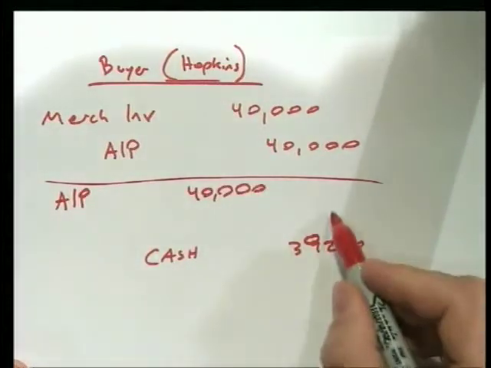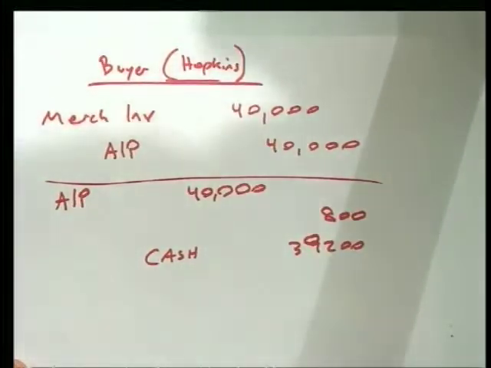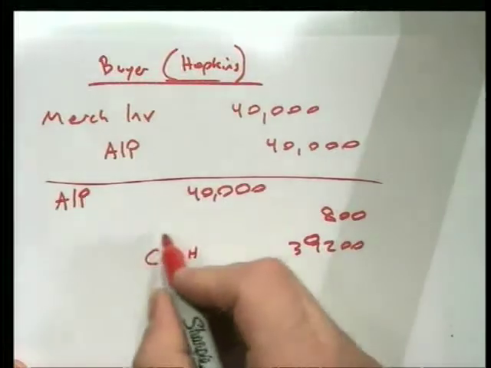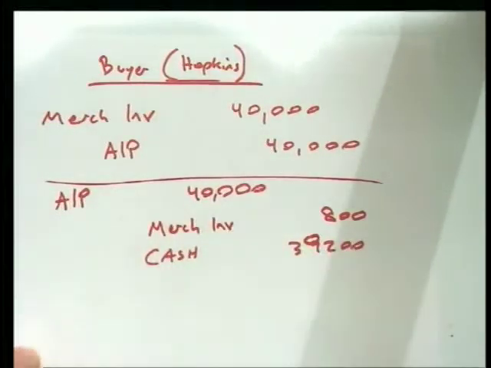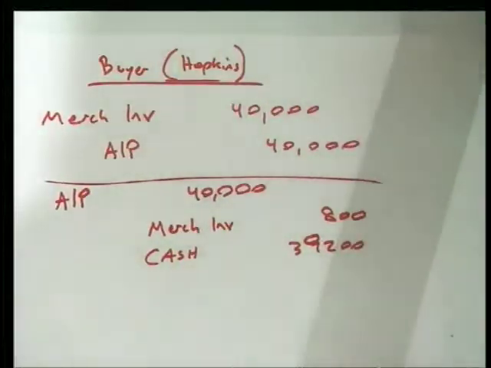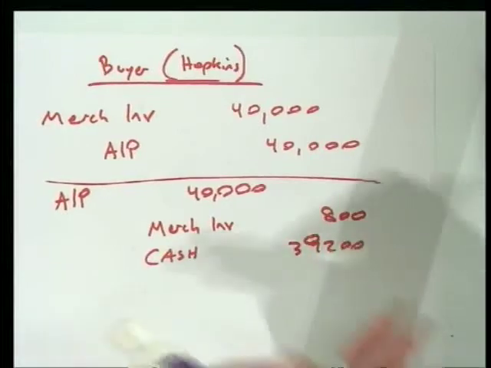Where does that extra $800 on the credit side go? The journal entry has to balance, so where does that go to? It goes to merchandise inventory. Don't think sales allowance or sales discount, because we're on the purchase side, right? We're on the purchase side. Make sense? Okay, so those are the journal entries for the buyer, or the purchase side, okay?